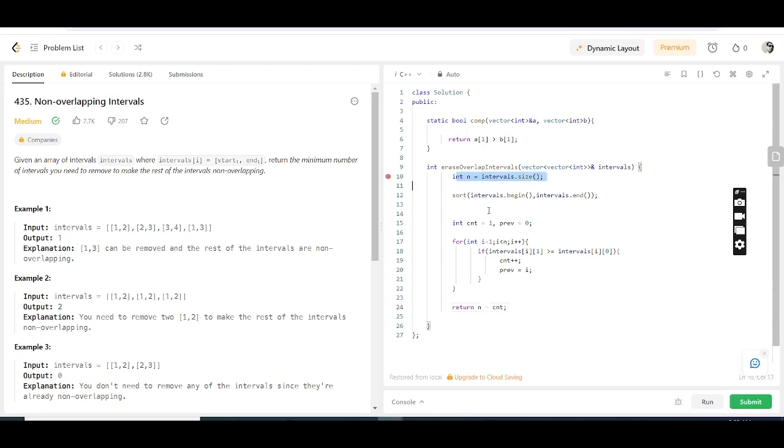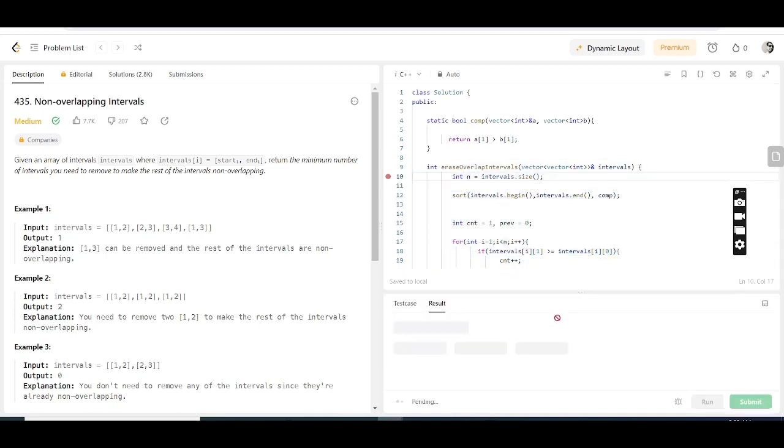So what does that mean? We have the size of the intervals, we have to sort them, and we also have to pass the comparison operator, comp. Here we have count, and then if intervals I1 is greater than or equal to intervals I0, count plus plus, previous equals I, and return n minus count, right? In this fashion, we're getting the minimum number of intervals that we have to remove to make the rest of the intervals non-overlapping.